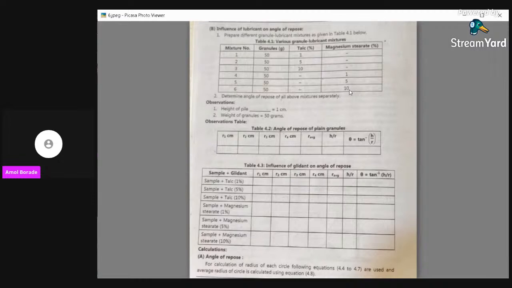So how many circles are you getting? The first circle is with only granules. Then second, third, fourth, fifth, sixth, seventh. That means six batches are with glidant and lubricant, as you can see over here, but our initial batch is only with the granules. I hope you are understanding it. So similarly, you have to follow the same procedure all the time.